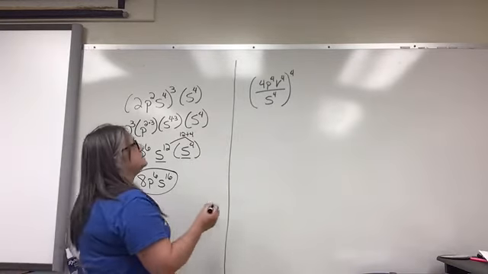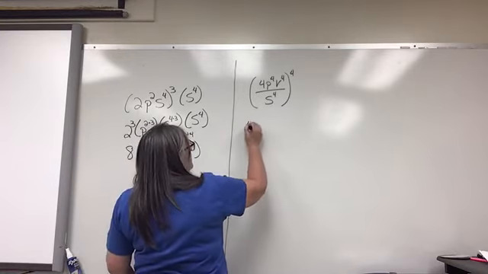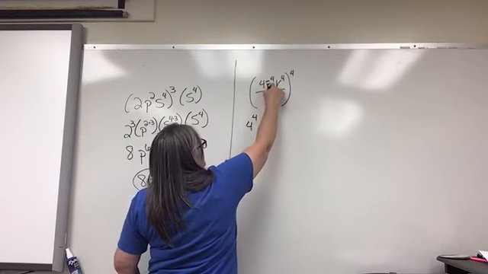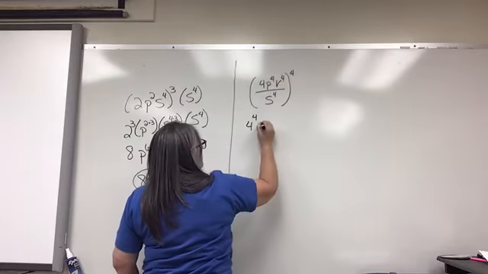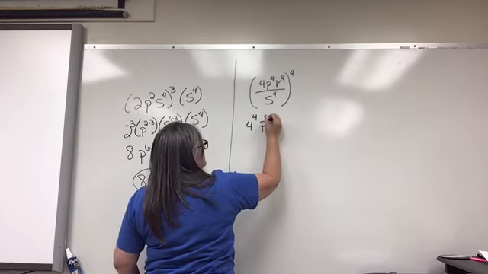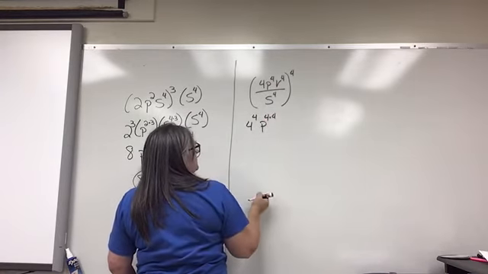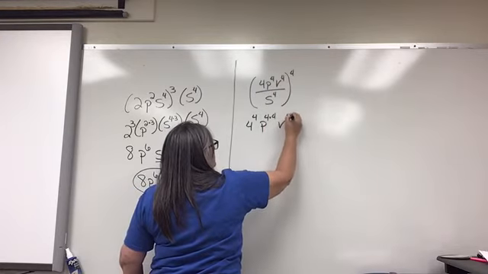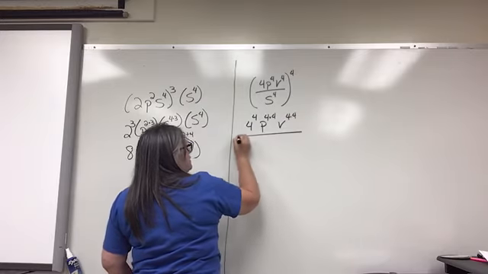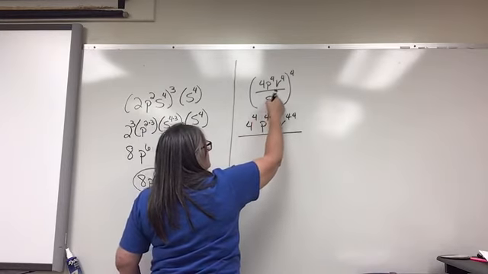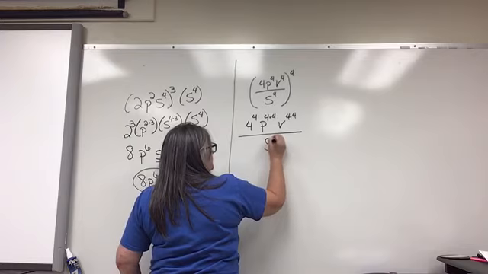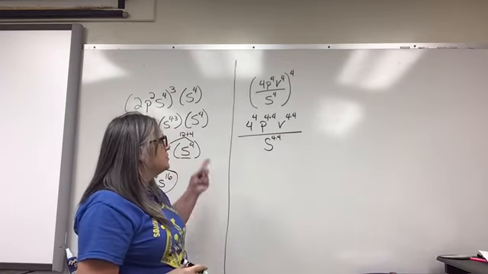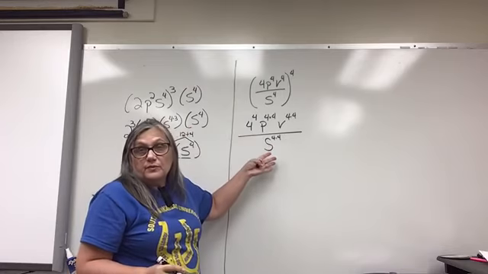So let's do that. I'm going to end up with 4 to the 4th. Remember, when I raise an exponent to a power, I multiply those things. So it's going to be 4 times 4. Do the v, and that's going to be 4 times 4. And s, 4 times 4. Okay? So now I do the arithmetic.